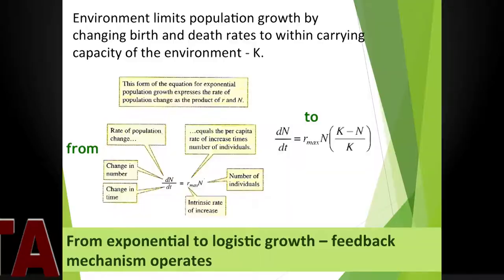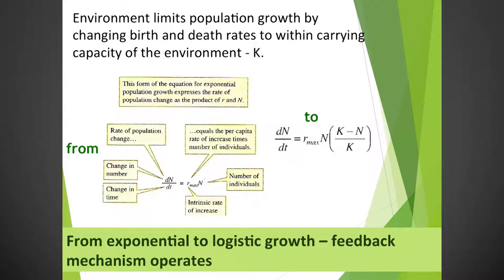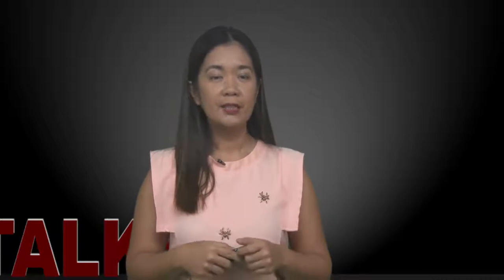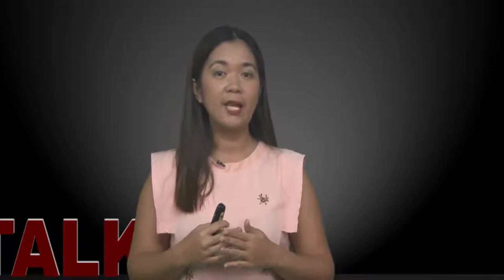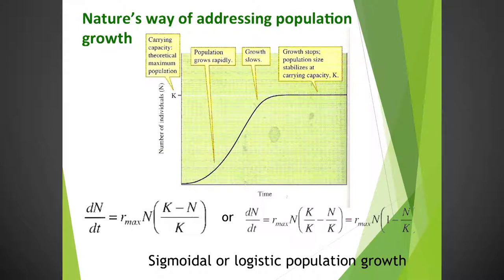However, we have to realize that there are environmental limits to population growth. Changing birth and death rates occur within the carrying capacity of the environment. We represent carrying capacity as K. So from the original formula, the R max multiplied by N, which is the number of individuals, is now changed to include the effect of carrying capacity, which is (K minus N) over K. That is what we term logistic growth. Here we have a feedback mechanism operating. So in this case, it is no longer a J-shaped curve. It is now S-shaped in nature. This is what we term a sigmoidal or logistic population growth curve.